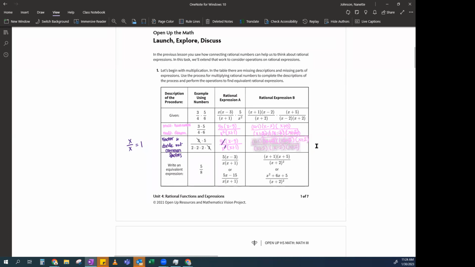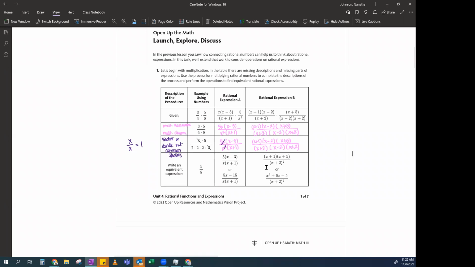What am I going to do with the second step, guys? What do I have to do? Factor and divide out the common factors. It's factored for me, Ms. Johnson. Thank you. Do you see how most of the work is already done for you? All you have to do is divide out the common factors. Who are your common factors?